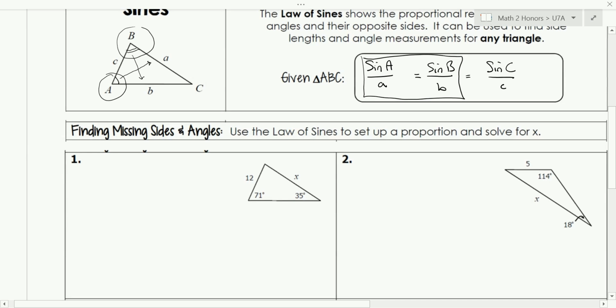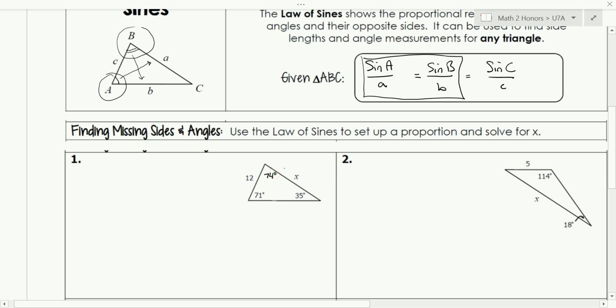So number one, we have a triangle. Is it a right triangle? How do you know? Okay, so you can find your missing angle. Is it 84? Try it again. 74. Okay, so you get 74 here.